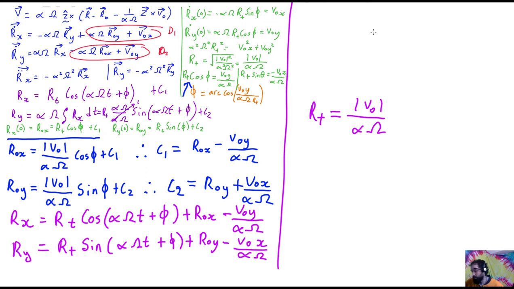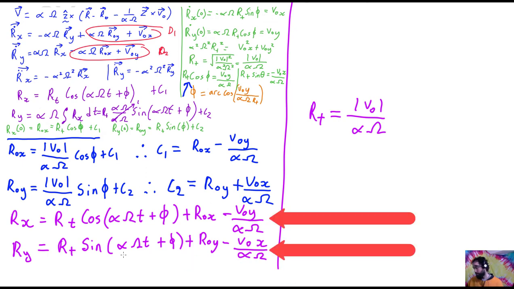And if we wanted to, we could also find the center of the circle. The argument I'm going to make for this is that if we have a look at our RT cos theta, RT sine theta terms, this is clearly the component that refers to moving around and around cyclically, so around a center. So the remaining parts, the R0x and the minus V0y over alpha omega and the y component equivalents, they actually give us the center of the circle.